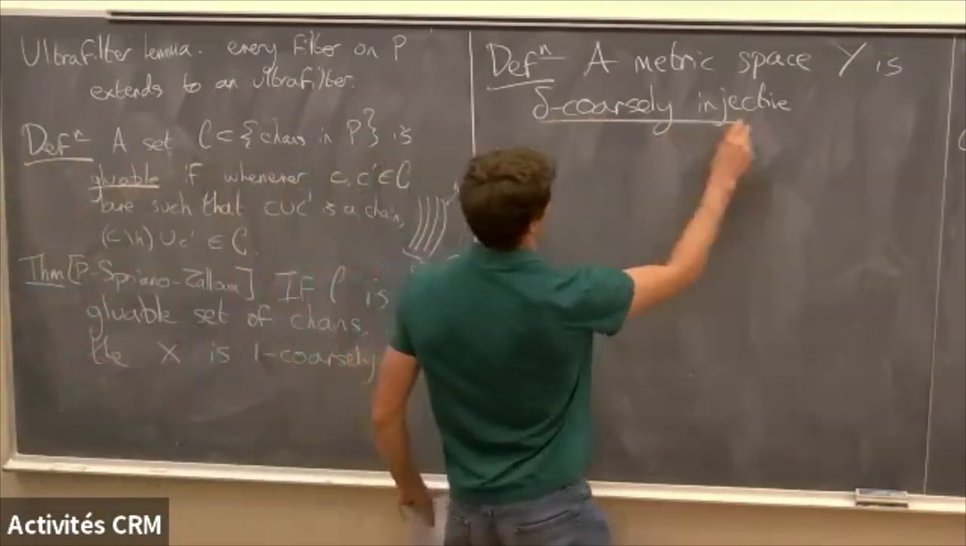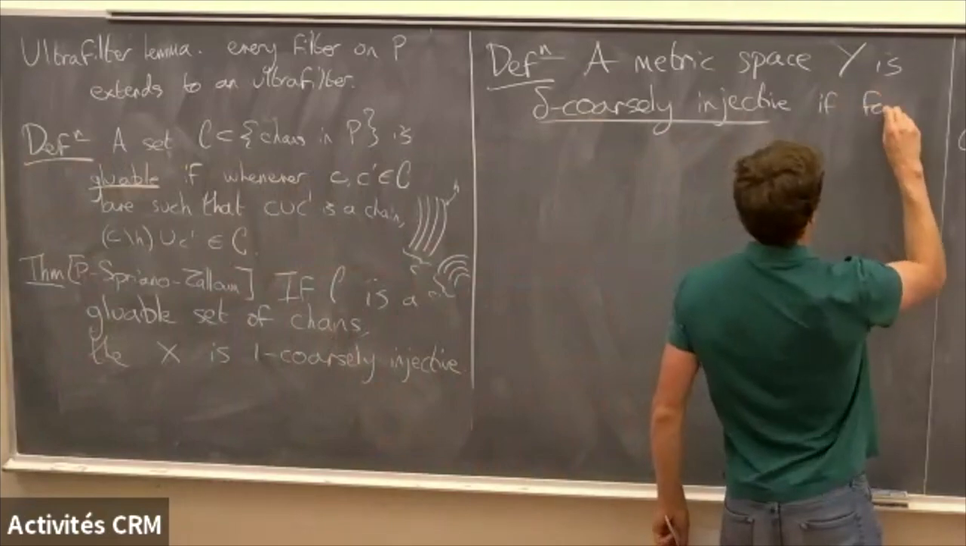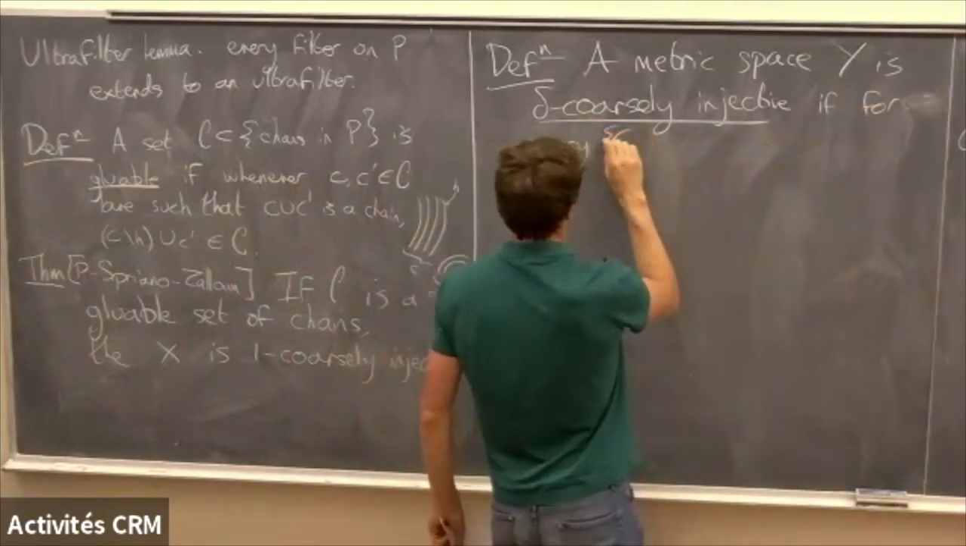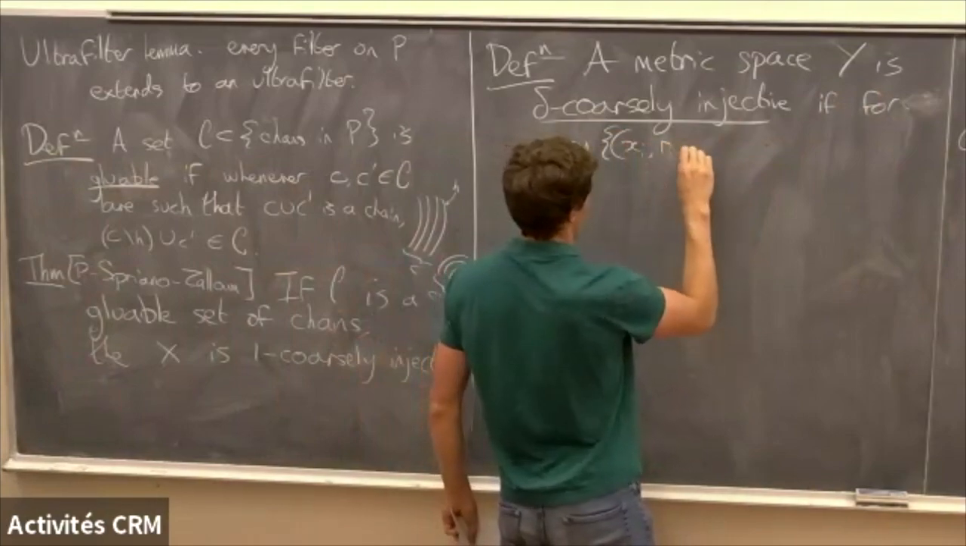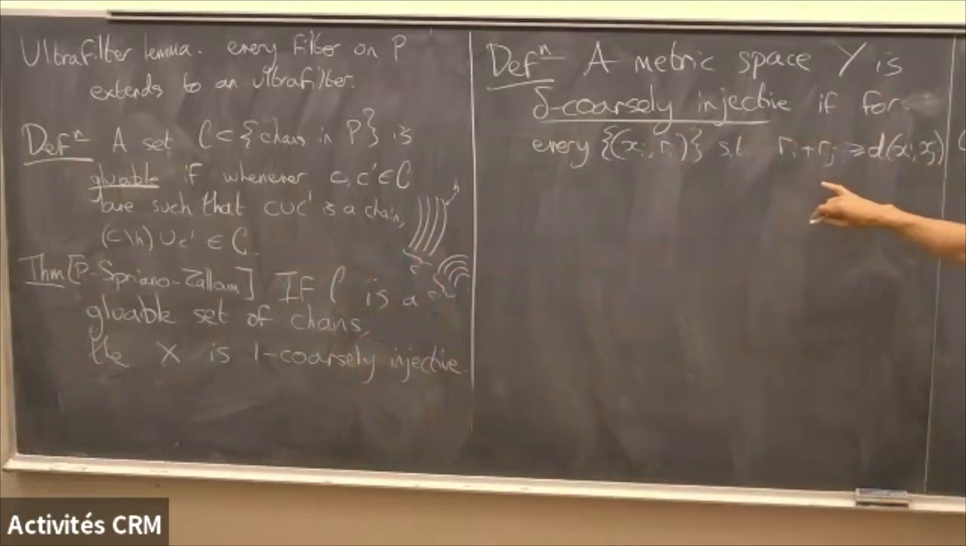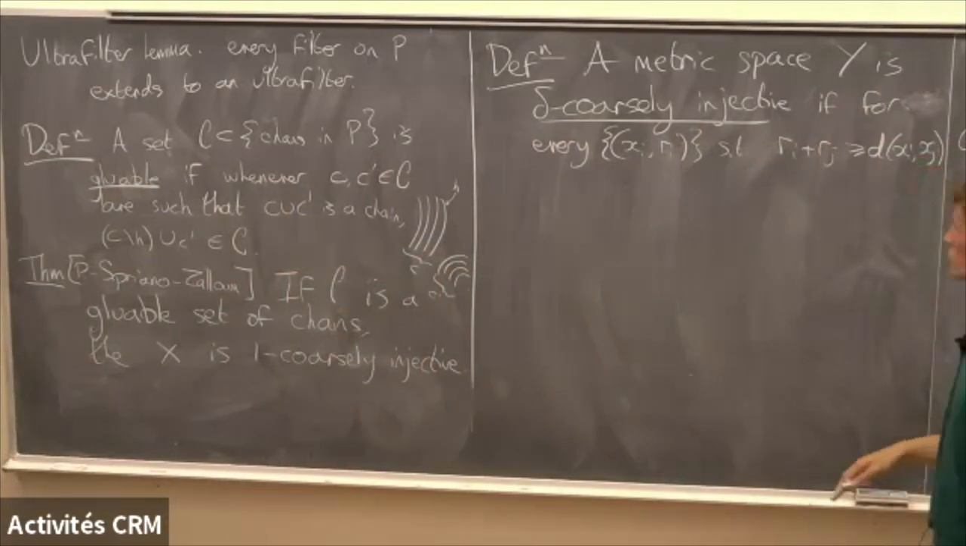Those are coarsely injective if for every set of points and radii, such that the sum of the radii is, so in a geodesic space this is the same as a collection of pairwise intersecting balls, but you don't have to assume the space is geodesic if you write things this way, which is useful.